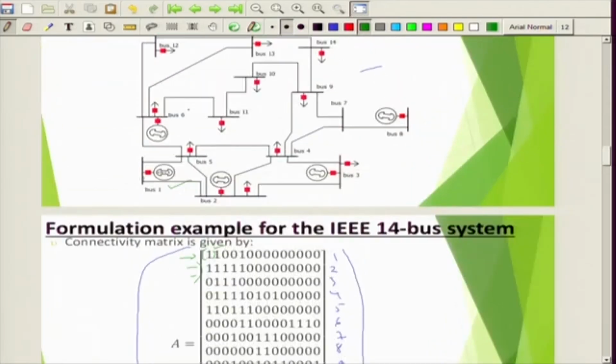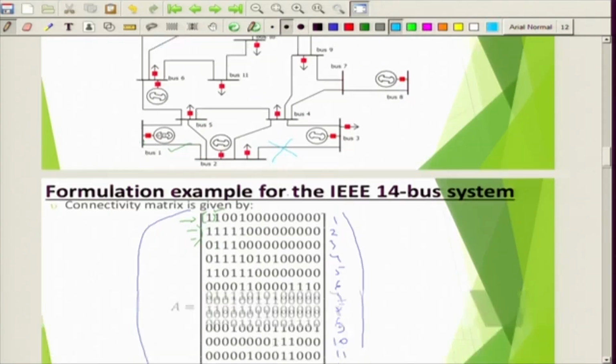If you see 2 and 3, now this line is being disconnected, now this line does not exist. So, what will happen now? If you make a new entry for 2 and 3, between 2 and 1 if there is a connectivity, yes, 1, between 2 and 2 obviously there will be another 1, 2 and 3 now it will be 0, earlier it was 1. Between 2 and 4, yes, there is a connectivity, again 1. Between 2 and 5, there is a connectivity, yes, 1. 2 and 6 and any other bus, it would be 0, 0, 0, 0, 0.